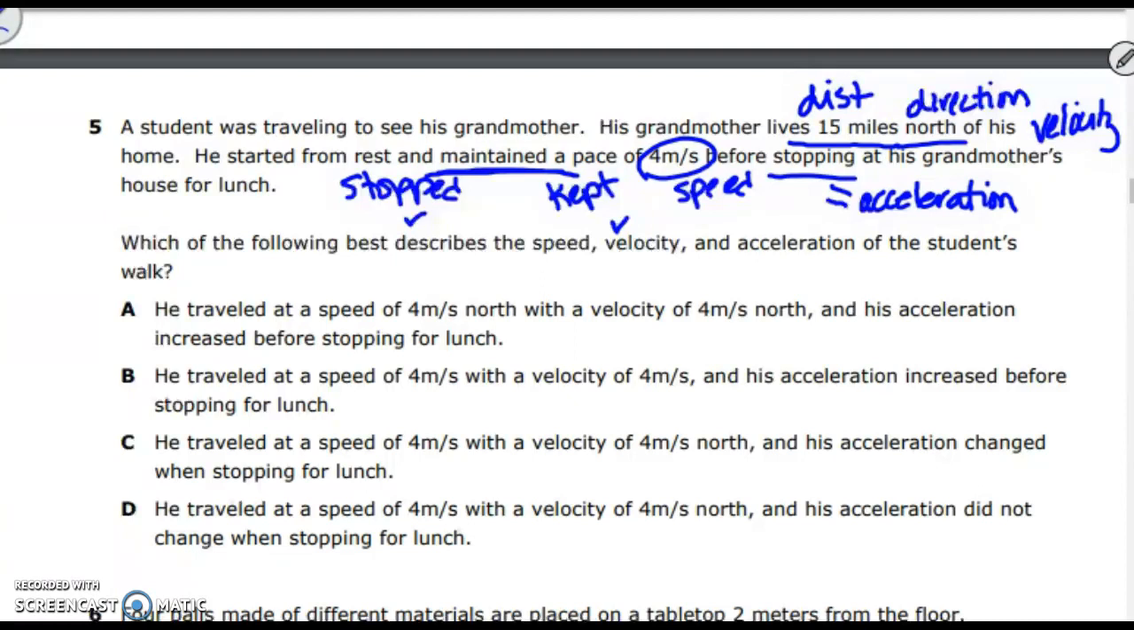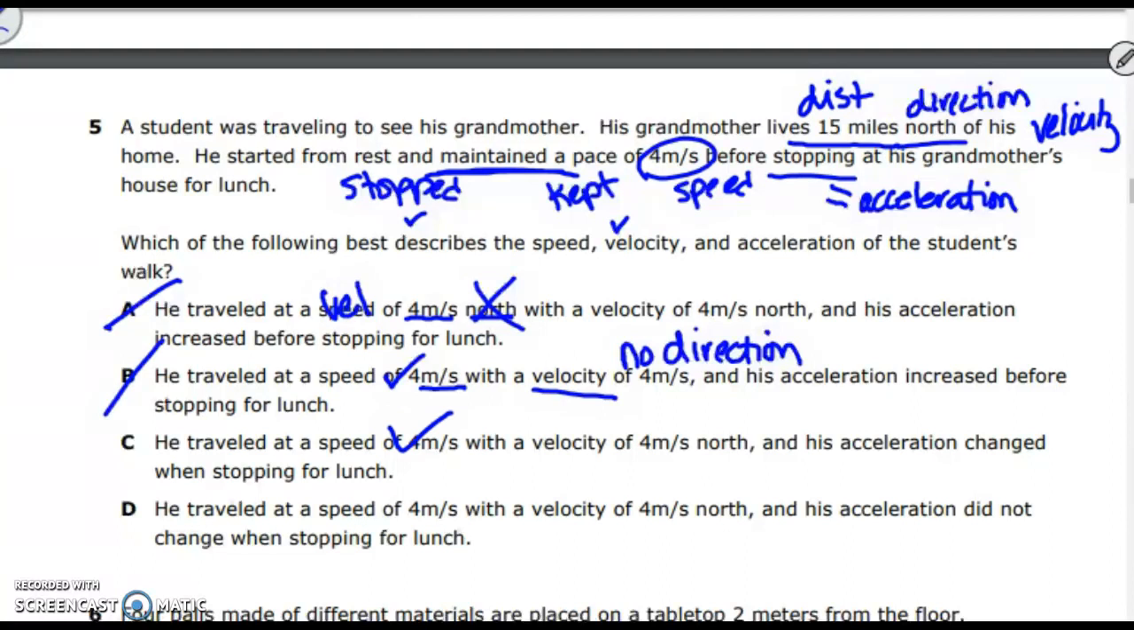Which of the following best describes the speed, the velocity, and the acceleration of the student's walk? So he traveled at a speed of 4 meters per second north. This is not a speed, that is a velocity, so this one is wrong. I'm not even going to go on. He traveled at a speed of 4 meters per second. Meters per second is a speed, so I like that. With the velocity of 4 meters per second. Okay, we're looking for velocity. There's no direction here. So that one's wrong.